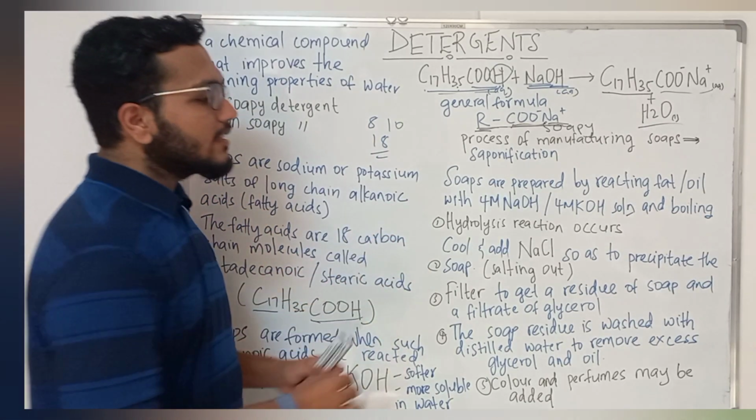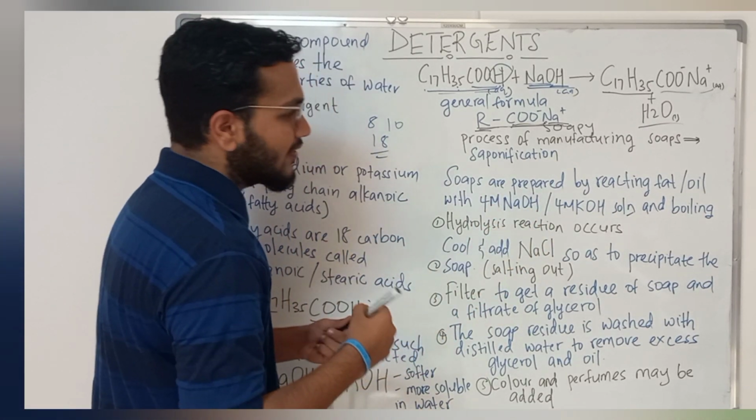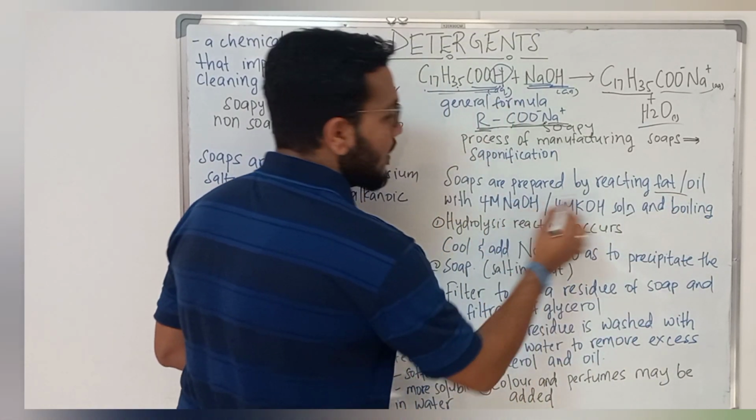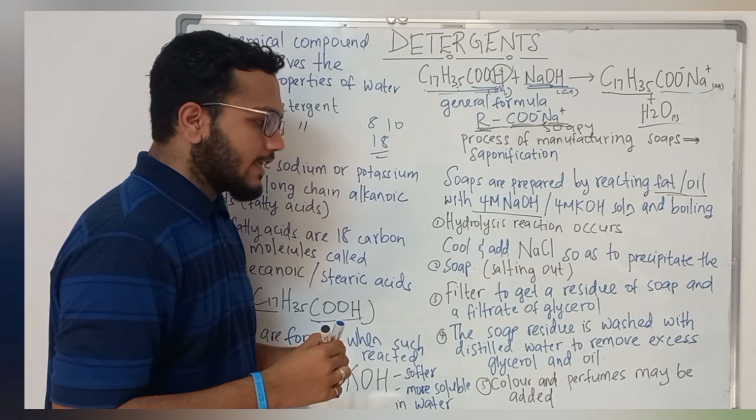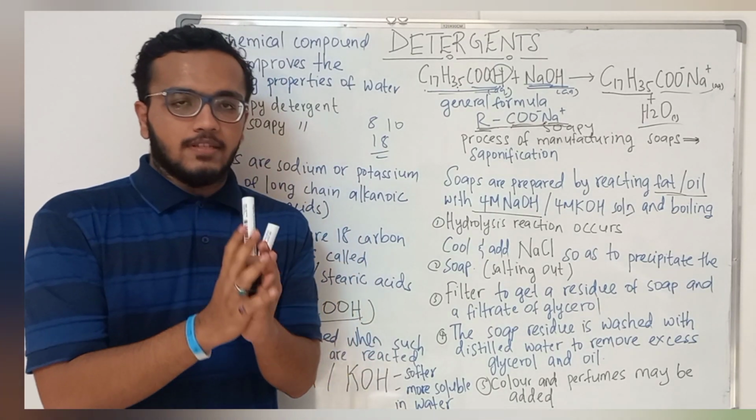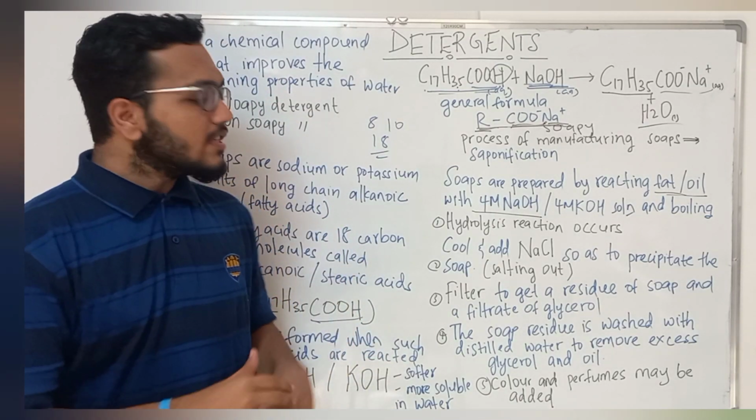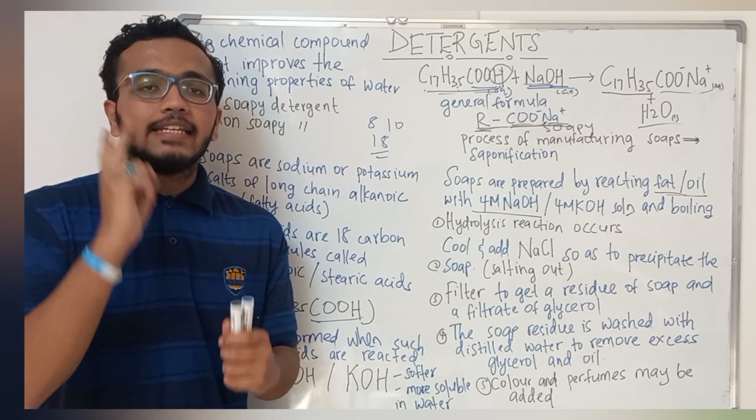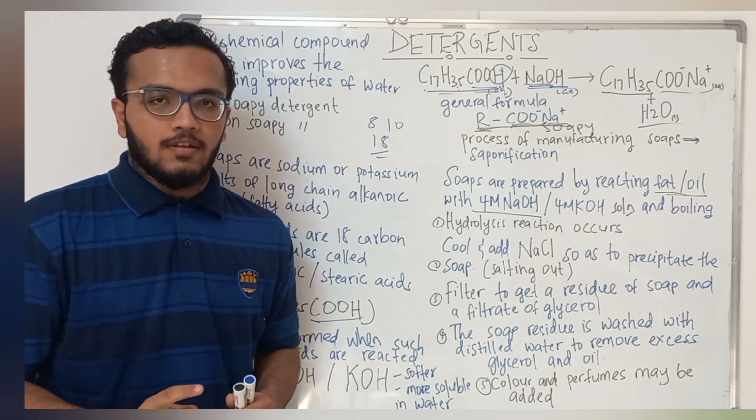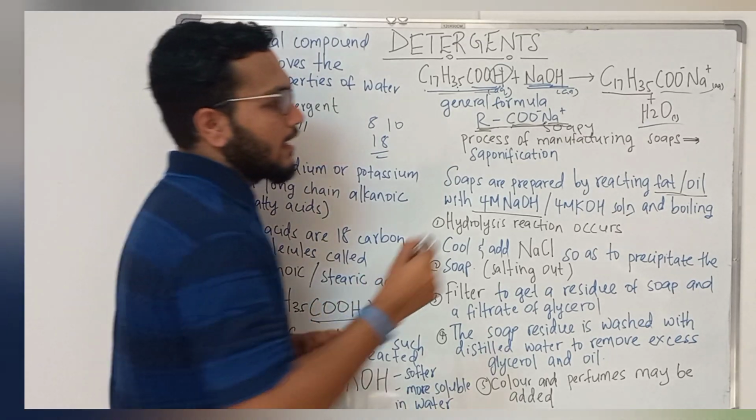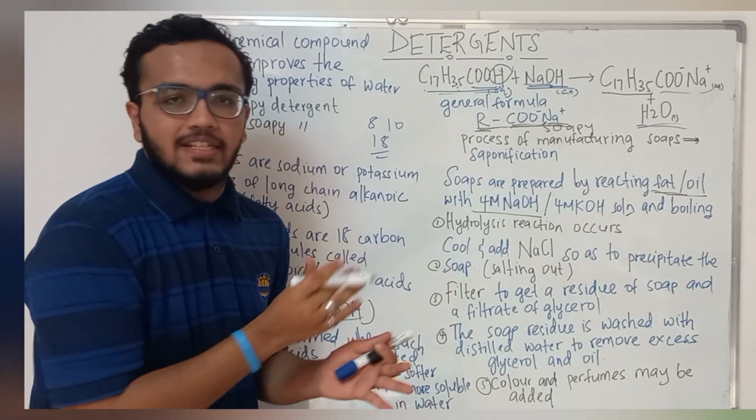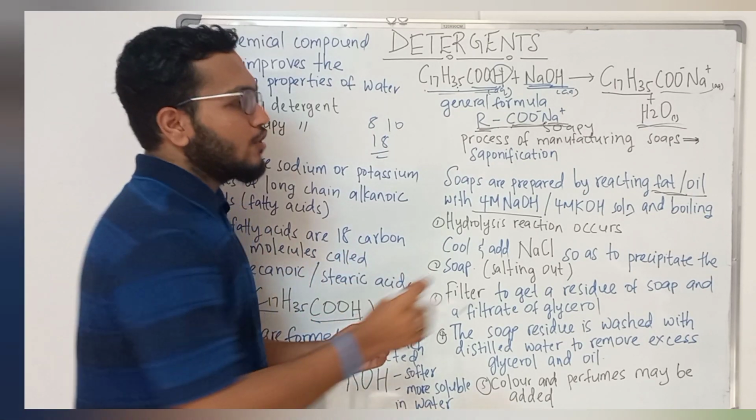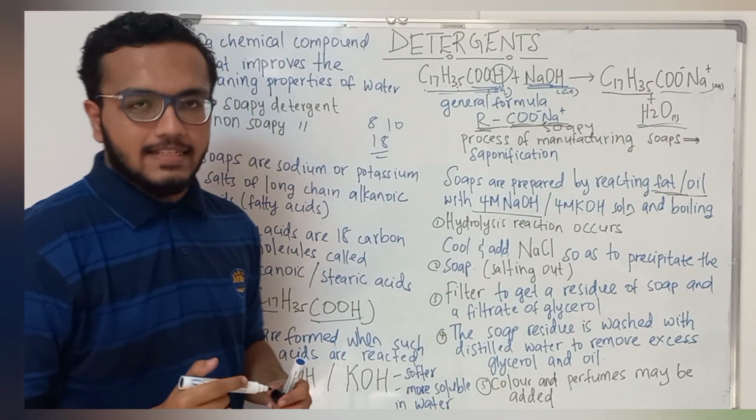So when you reacted the 4 molar sodium hydroxide or 4 molar potassium hydroxide with fat or oil, you formed two compounds. The first compound is soap and the second compound is glycerol. It is not soap and water, unlike here, because you are using fat, the esters of fatty acids, many fatty acids. So you are not forming water, you will form glycerol.